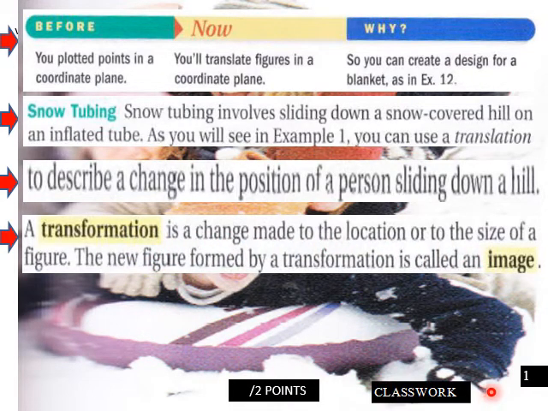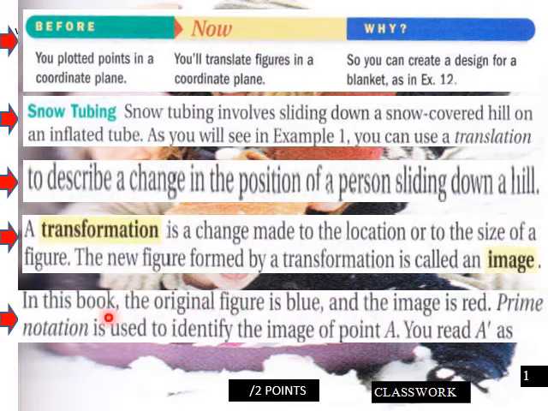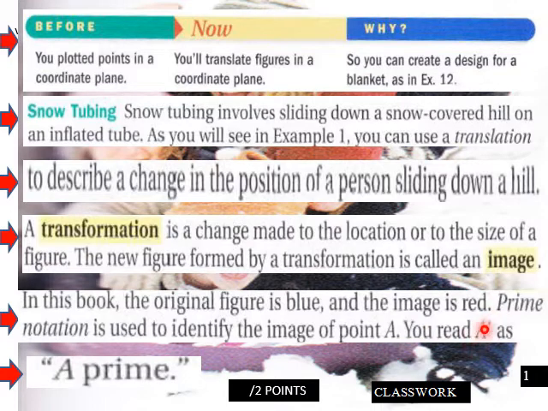This is classwork page 1, students. A transformation is a change made to the location or to the size of a figure. The new figure formed by a transformation is called an image. In this course, the original figure is blue, the image is red. Prime notation is used to identify the image of point A. You read A with a tick mark as A prime. This would be called A prime here.